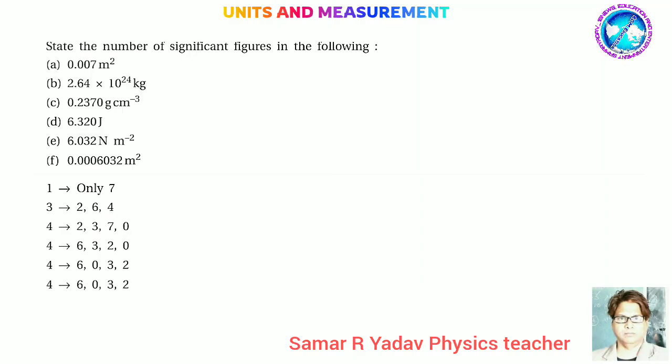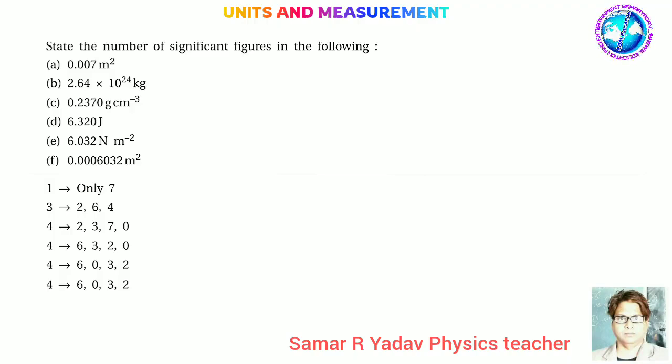State the number of significant figures in the following: A, 0.007 meter square; B, 2.64 into 10 power 24 kg; C, 0.2370 gram per centimeter cube; D, 6.320 joule; E, 6.032 Newton per meter square; F, 0.000632 meter square.